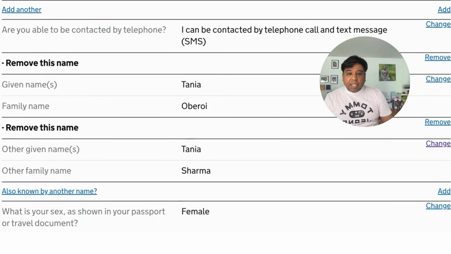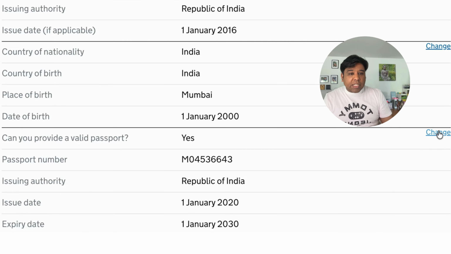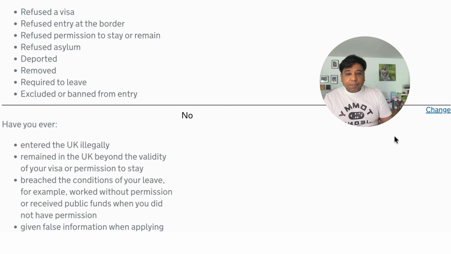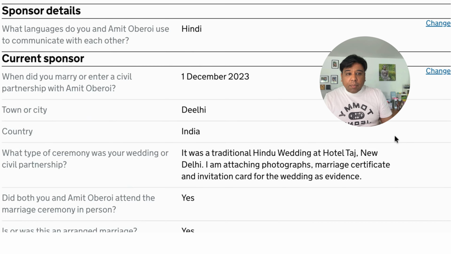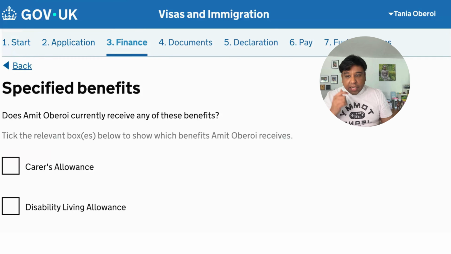Now you check the details as to what you've filled in. If all the details are correct, you go through, and if you want to change anything, you can just click on change and go back. You come to the bottom, and if you're satisfied that everything is correct, click continue.